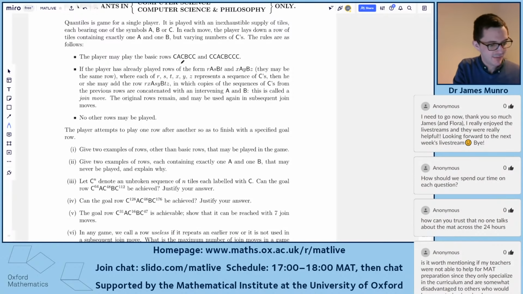A different thing that I can make is I can join these 2 rows together. So I'll get 3 C's at the front, 1, 2, 3. I'll get 2 C's in the middle, and I'll get 1, 2, 3, 4, 5 C's over there. Cool. People have had time to read the question now.